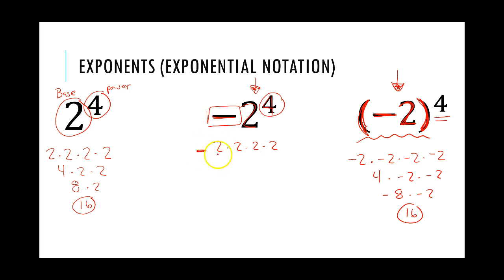So I can view this first 2 as a negative 2, or I could just say, well, 2 times 2 is 4. 4 times 2 is 8, and then I have 16. But then this negative has to get dropped down. So the answer to this middle one is a negative 16. The last one, this third one with parentheses, got me a positive because of the parentheses. This middle one did not give me a positive because the negative is not being held together with the 2 by parentheses.